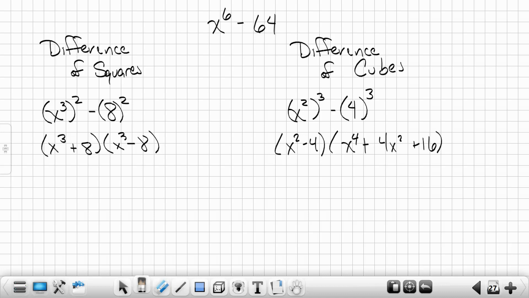I just applied the difference of squares formula on the left, and I applied the difference of cubes formula on the right. Just applied the formula: a squared plus a times b plus b squared. My a was x squared, my b was 4. Okay? Is everybody okay here? Yes.